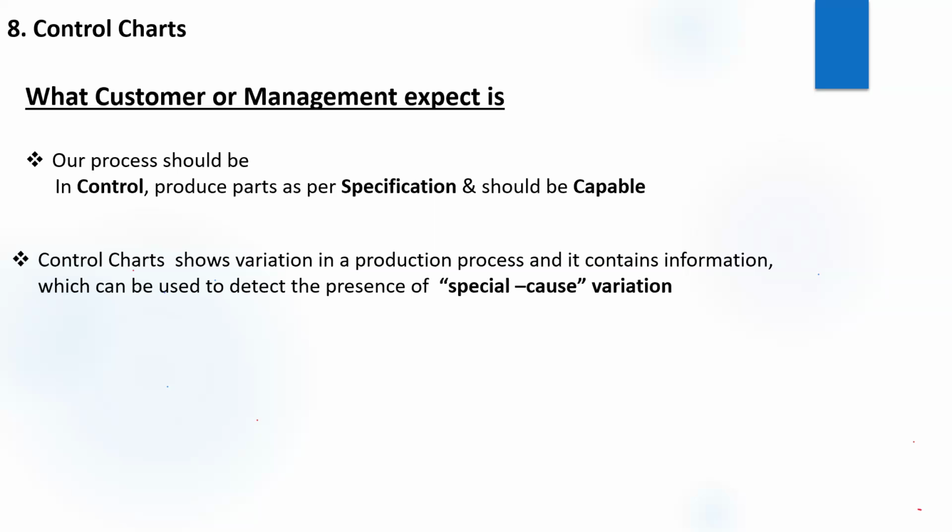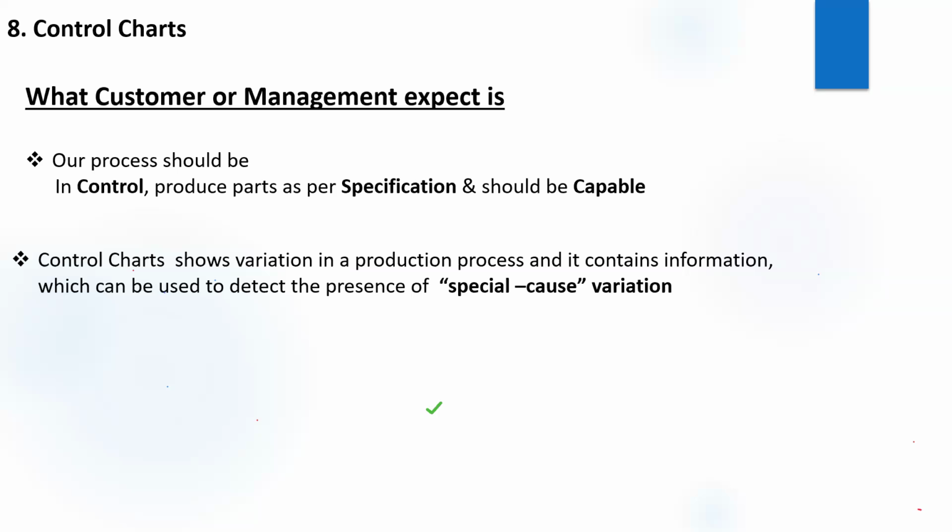I am again repeating, what is a control chart? A control chart is a tool which tells us whether there is a presence of special cause or not. And if there is a presence of special cause, we can say that the process is not in control. But how to identify whether there is a special cause or not on control charts? I will tell you later on.